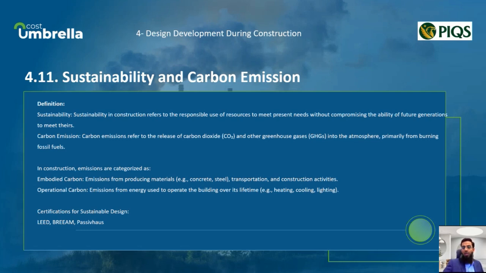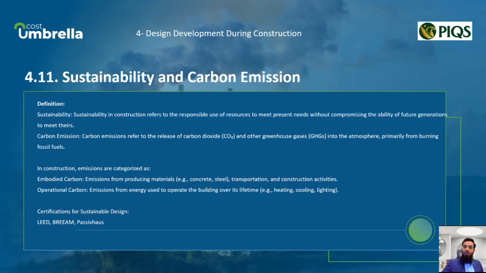What is embodied carbon? Embodied carbon is generated during the production and transportation of materials like concrete and steel, as well as other construction activity. It includes all the carbon emitted before the building is even operational. Operational carbon refers to the emissions generated by energy used throughout the building's life, for example, for heating, cooling, and lighting. By understanding these categories, we can better strategize how to reduce total carbon emission over a building's life cycle.